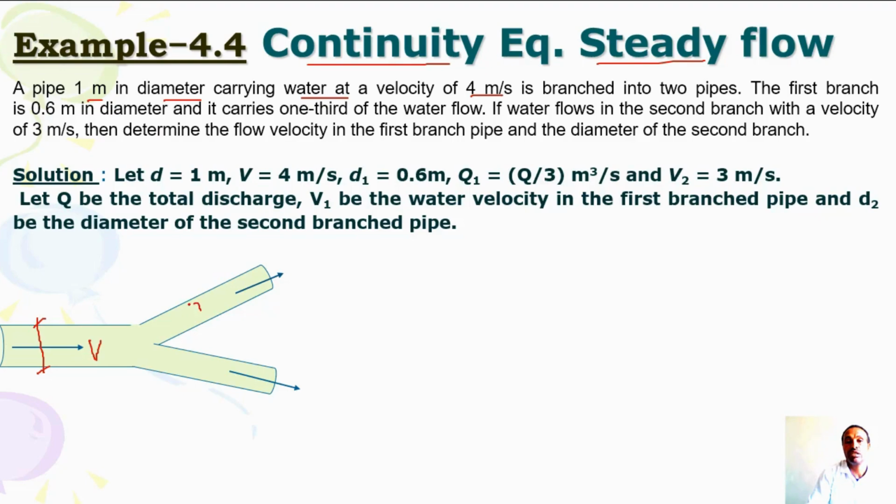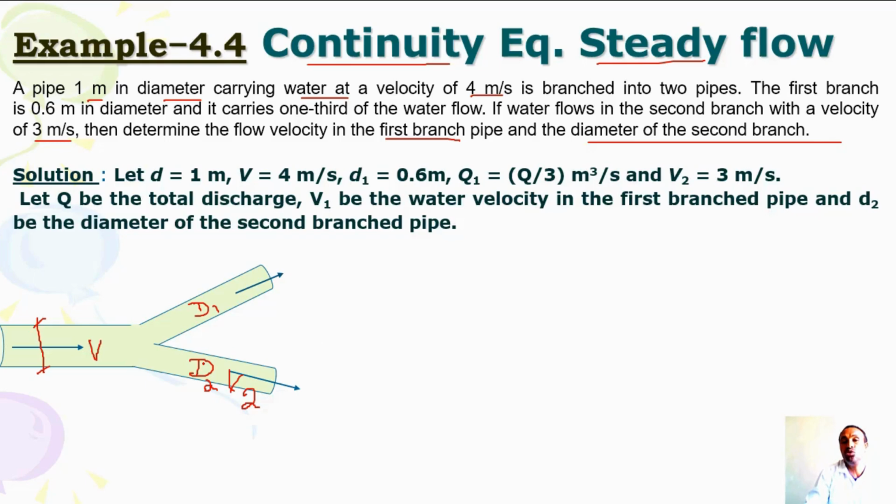So this is D1, and this is D2. The first branch is 0.6 meter in diameter, and it carries 1/3 of the water flow, 1/3 of the total flow rate. If water flows in the second branch with a velocity of 3 meters per second, that is V2 here, then determine the flow velocity in the first branch of the pipe and the diameter of the second branch.